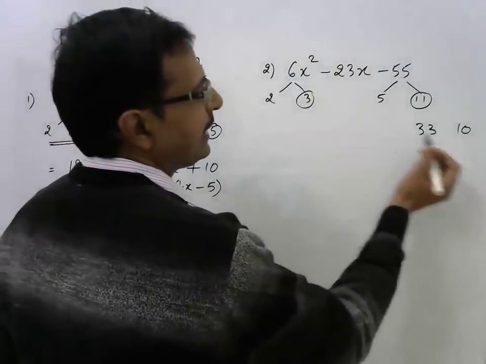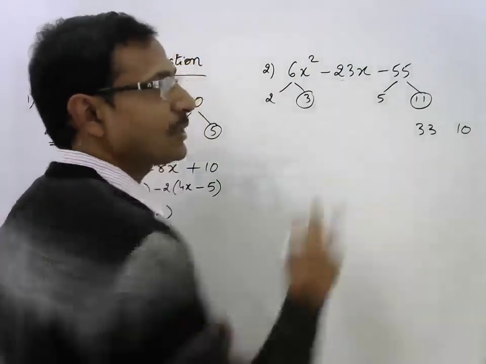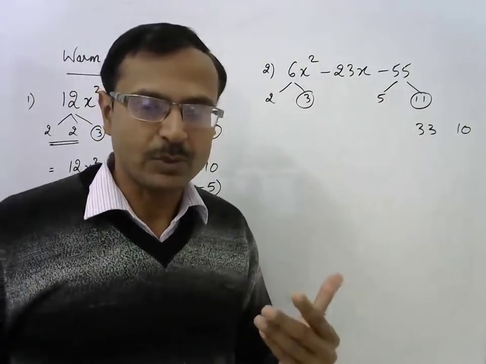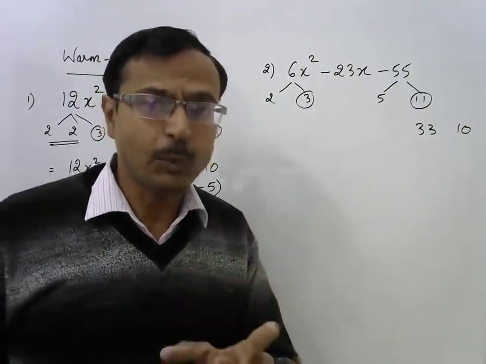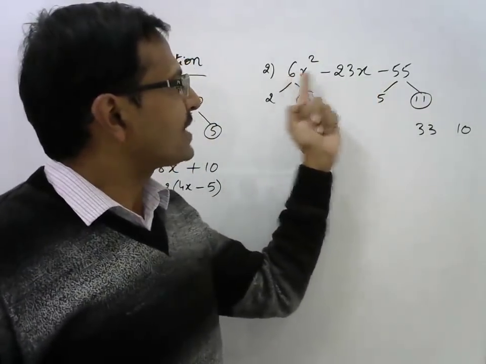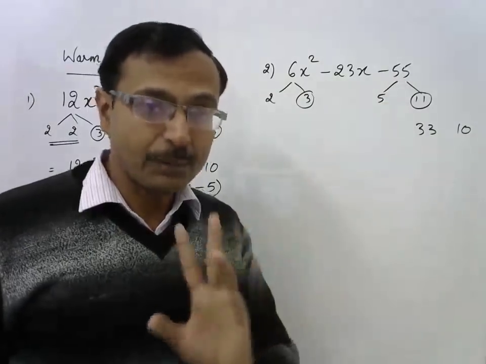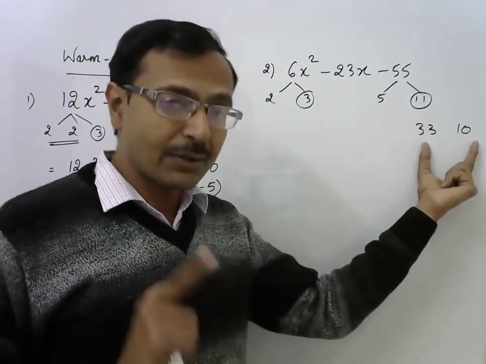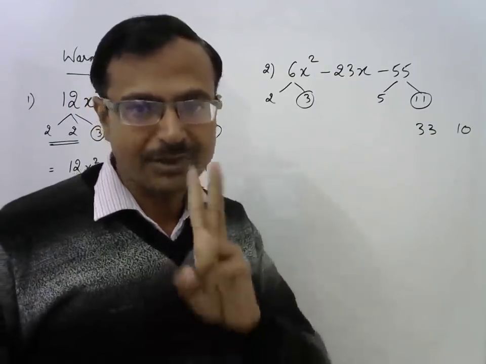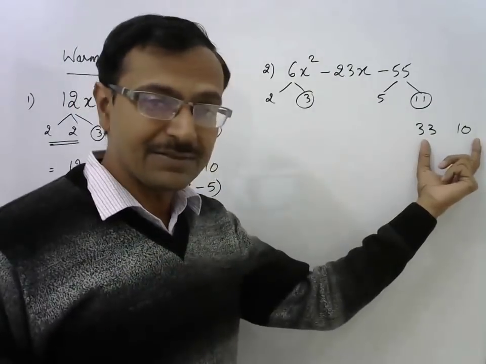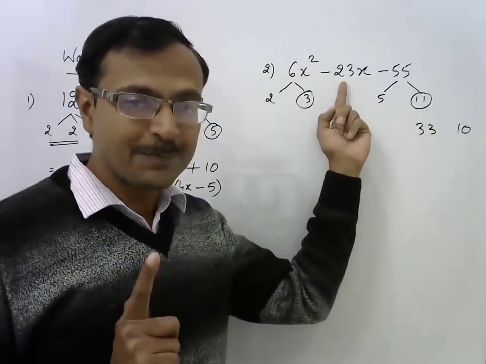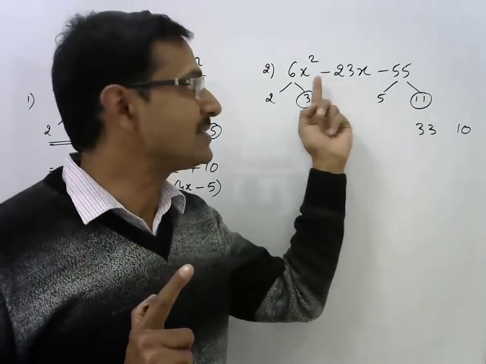So 33 and 10, you see the difference is 23. So that is what I want. Either the sum has to be 23 or the difference has to be 23. And now for the sign, that is very important, the exact sign should be there. See, the product of 6 and minus 55 is negative. So whenever the product is negative, then either of the two, that is either 33 or 10, will be negative. One positive, one negative. So which one will be negative? It depends on the sign of the middle term. The middle term is 23. And what is the sign of 23? It is negative.